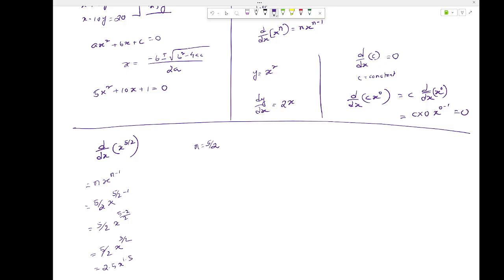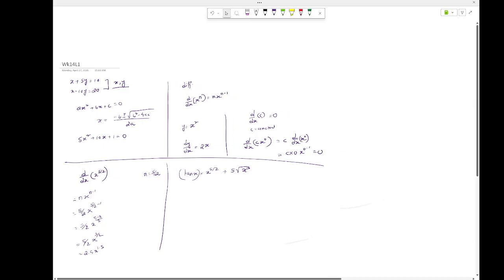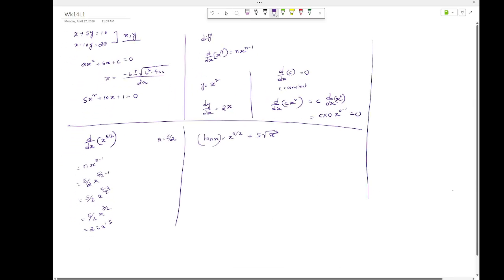Next topic. So this is a little complex. See if you can get it. So you have this tan x multiplied by x to the power 5 by 2 plus 5. See if you can solve the derivative of this. Now you might be wondering, so let me help you with something.